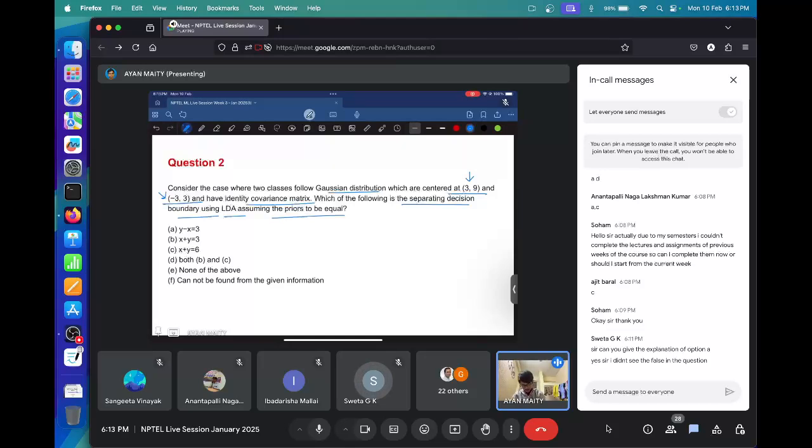So if I simply plot this for better visualization, if this is the first point 3 comma 9 and this is the second centroid minus 3 comma 3, so these are the two centroids of the two different classes. Now you have to find out the decision boundary. There will be a straight line obviously in case of LDA. So what will be the decision boundary?